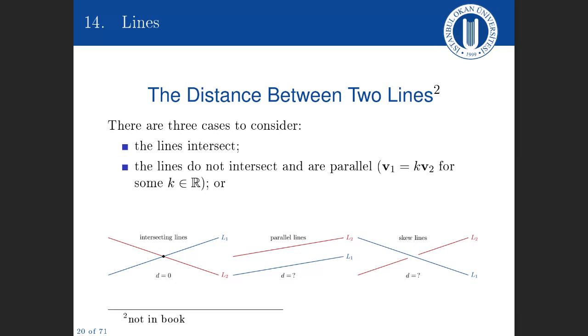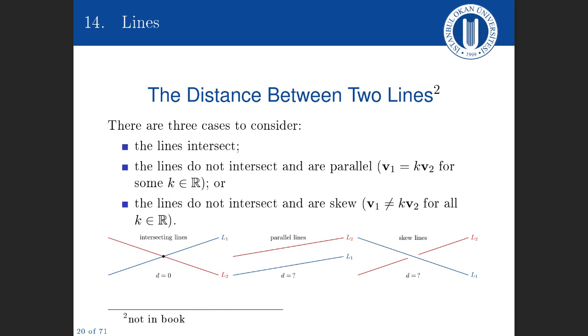Or we might have two parallel lines. Parallel means that vector 1 must be equal to some constant multiplied by vector 2. And there's actually a little bit of information missing here. It says for some k in the real numbers, and actually we need to have k is not equal to 0.